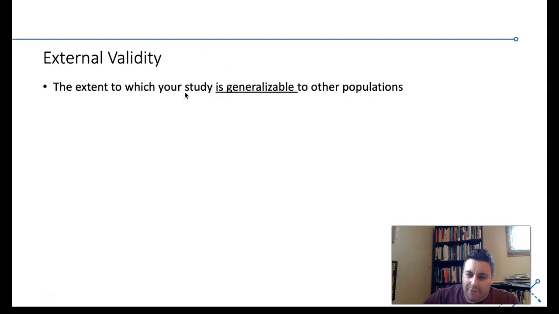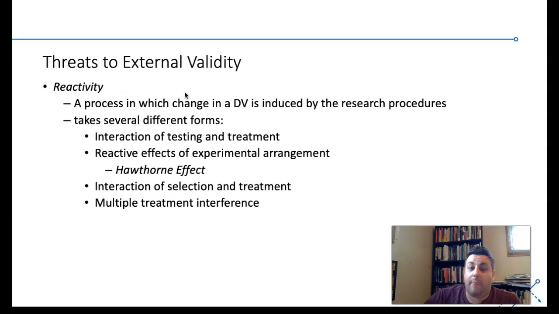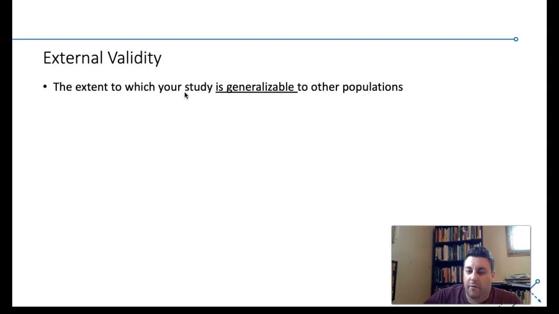So external validity is the extent to which, so this is the other form of validity that we have to talk about. This is the extent to which our study is generalizable to other populations. So that's really what you need to know about external validity. If you know that internal validity is really the extent to which the intervention caused a change in the dependent variable, that's good. If you know that external validity is the extent to which a study's results are generalizable to another population, that's probably good.